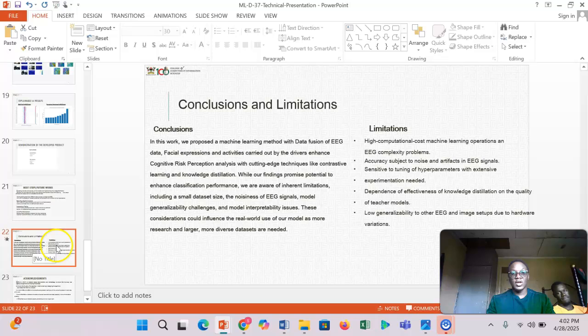So, conclusions. Our work is novel. We think it's revolutionary, and it can be of very good importance to drivers all across the world, not just in Uganda. But with it come a few limitations, like the high computational costs and the accuracy across subjects, due to the variation in EEG signals depending on the individuals.